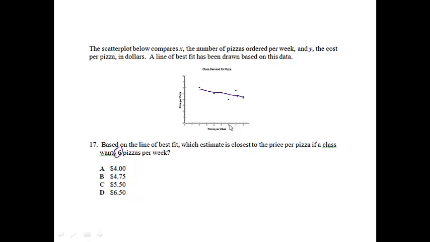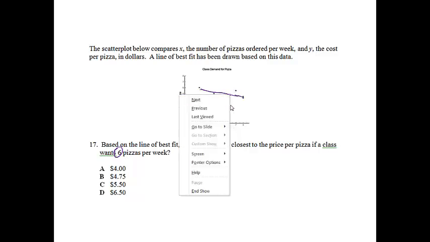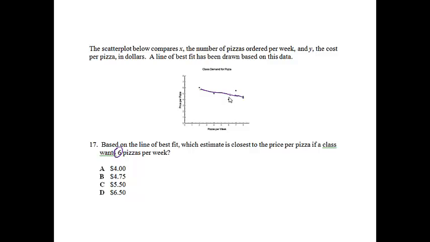So I'm going to go over to 6, and then I'm going to go up to my line. Because it said according to my line, I'm not going to look at this point right here, because this point is not on the line. So I'm going to go over to the line, and it says what would be the price. So I'm going to make a dotted line straight over here. And it looks like that price is $4.75. Again, I definitely do not use this point because it's not on the line.